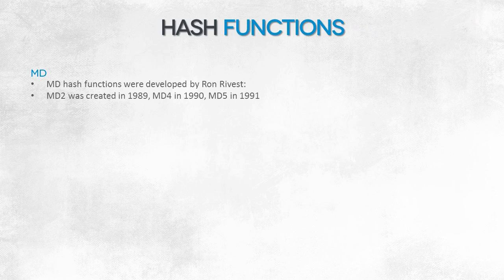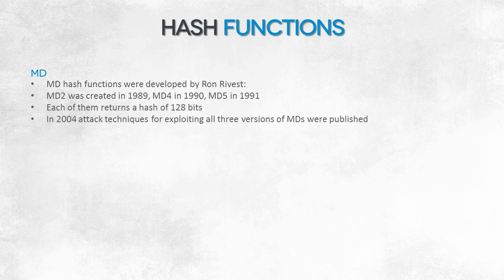These hash functions were developed by Ron Rivest. MD2 was published in 1989, MD4 in 1990, MD5 in 1991. The functions return 128-bit long outputs. For several years now, it's been known that there are efficient attacks on all versions of the MD hash function. For this reason, the functions are not considered secure and are not recommended. MD5 is still widely used, though, for example, in internet applications.